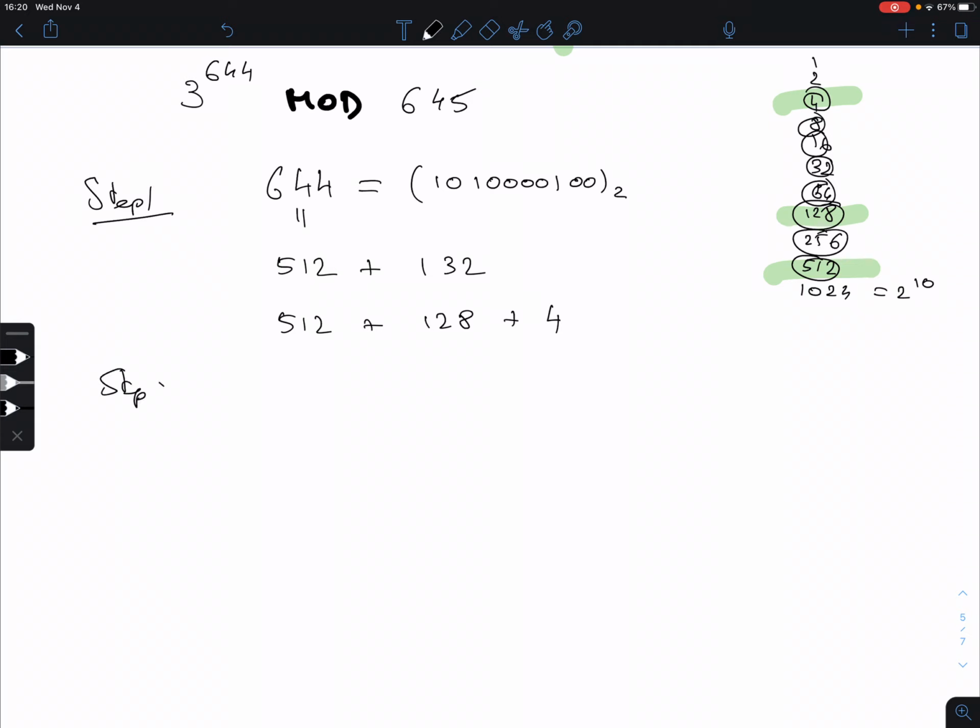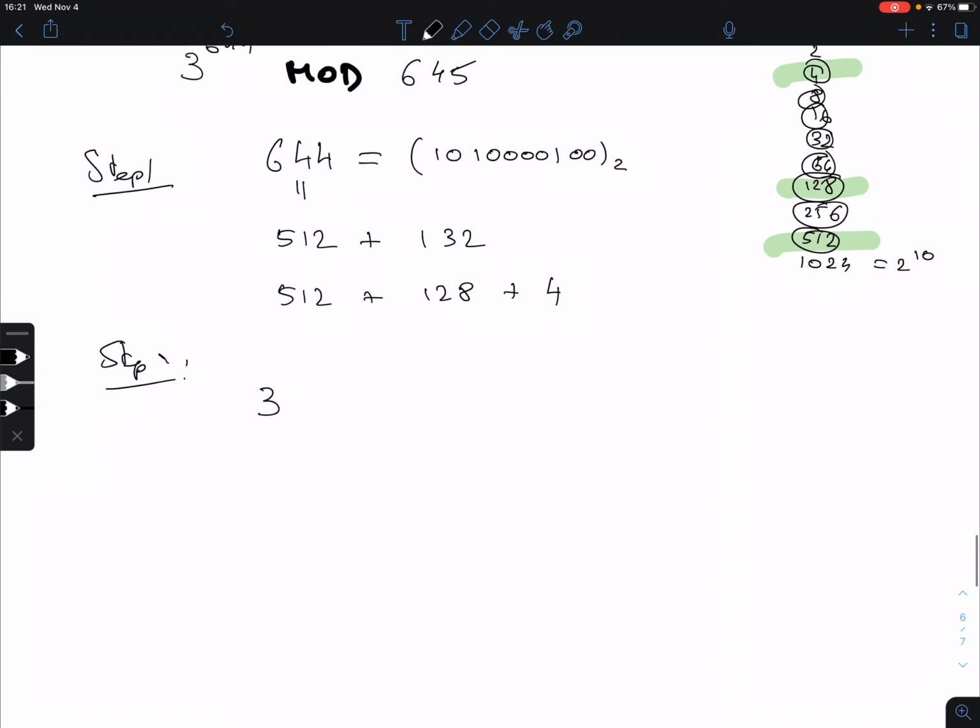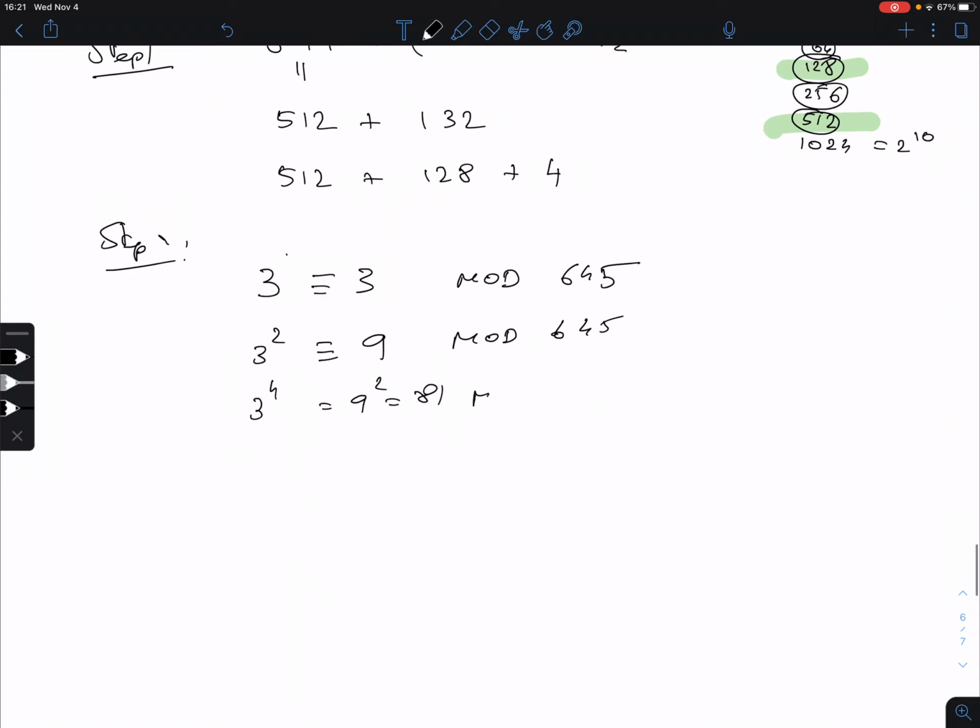Now step 2, I'm going to take my number 3 and start squaring. So 3 is equivalent to 3 mod 645. Nothing is happening here. Now I'm squaring both sides if you want. 3 squared is of course 9, and 9 mod 645 is still 9, because it's smaller. So I square again. 3 to the 4, that is 9 squared, that's 81. Again, nothing is happening here mod 645, because 645 is a rather big number.